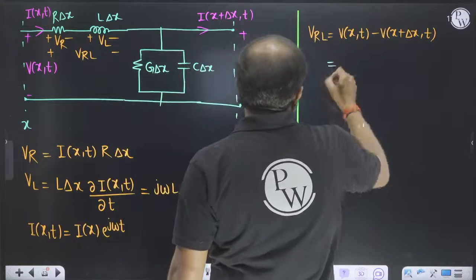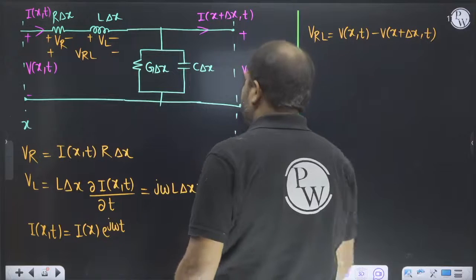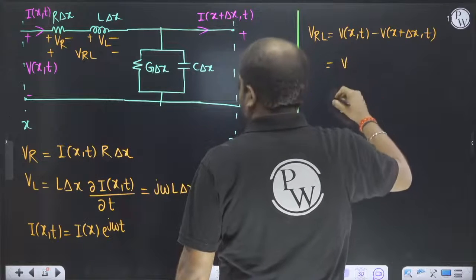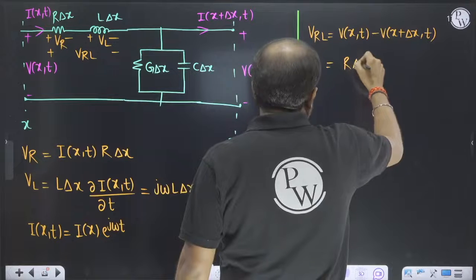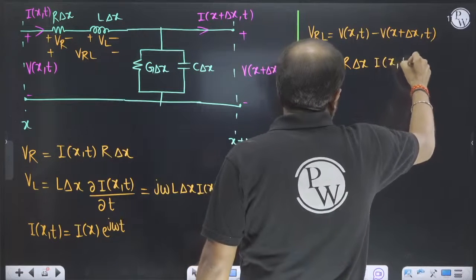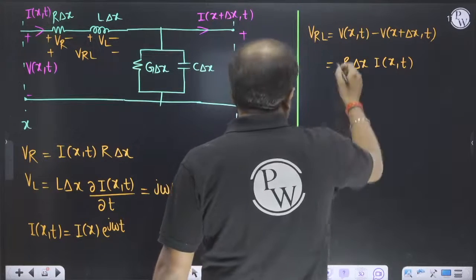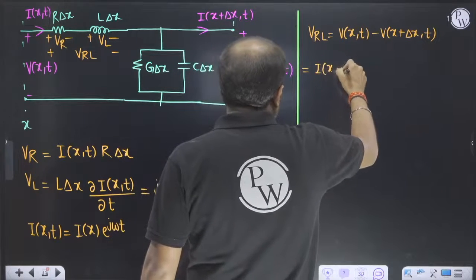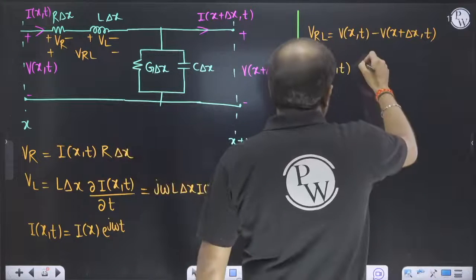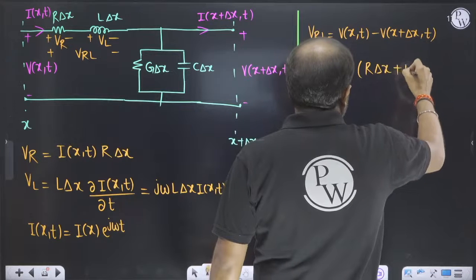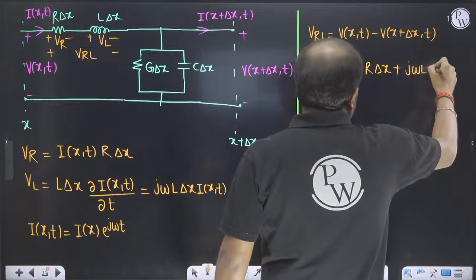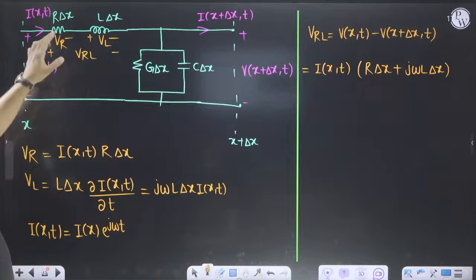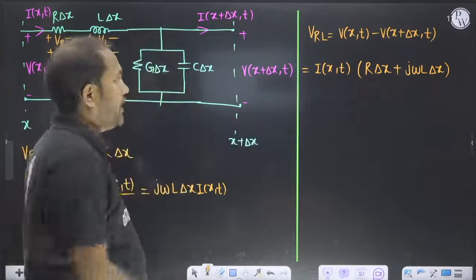Then we have the voltage across RL is this voltage plus this voltage. So R into delta x into I(x,t) plus L into delta x derivative, something like this. So I(x,t) I will take common, R into delta x plus j omega L into delta x. So this is the voltage across RL. This minus this is the voltage across RL, and this plus this is the voltage across RL. So I am equating this.